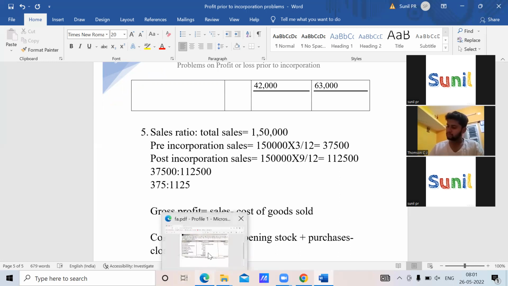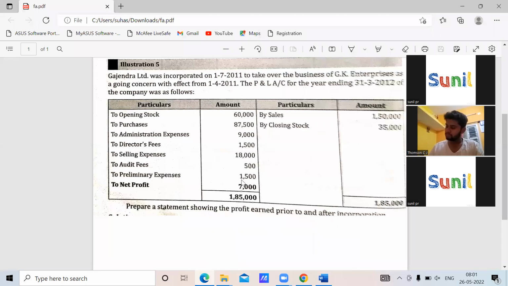I'll just display the problem. You just tell me now. Okay, I have displayed the problem. Now, can you tell me the opening stock? Yes, sir. Opening stock is 60,000. And purchases are 87,500. Correct. And that we are minusing with the closing stock. Closing stock is 35,000. So 1,12,500 is the answer, sir, for cost of goods sold.